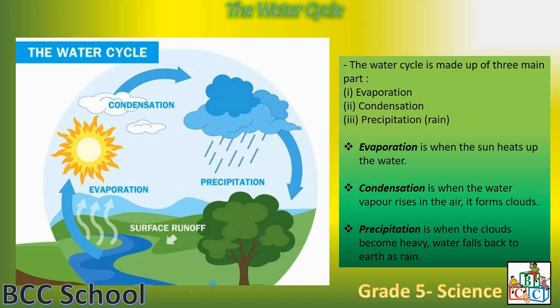Now, let us see the picture. We have the sun, a river, clouds, and rain. We can see that the sun is heating up the water. This is evaporation. And then the water vapor is rising in the air. It forms clouds. This is condensation. And then the clouds become heavy and the water falls back to earth as rain. This is precipitation.